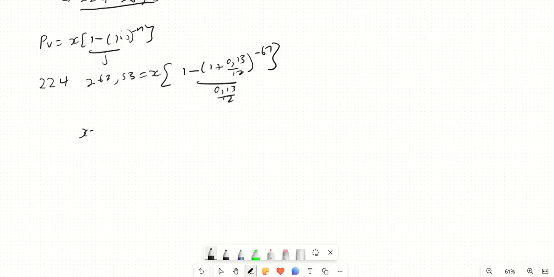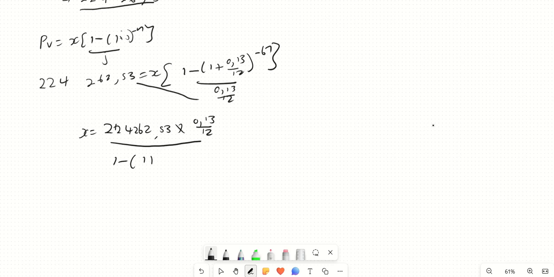So we're going to say our x is equal to, we first cross multiply, 224,262.53 multiplied by 0.13 over 12, all over 1 minus 1 plus 0.13 over 12 to the negative 67. Then you must punch this on the calculator the way it is. Do not round off the interest, whatever we are going to have here.